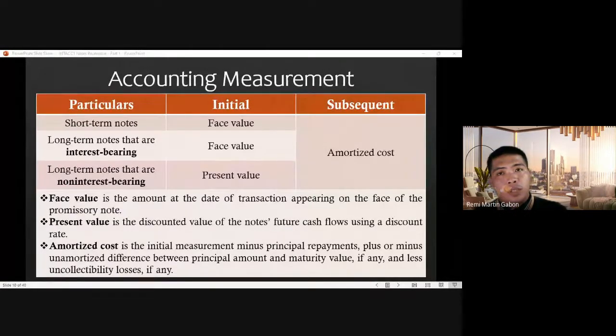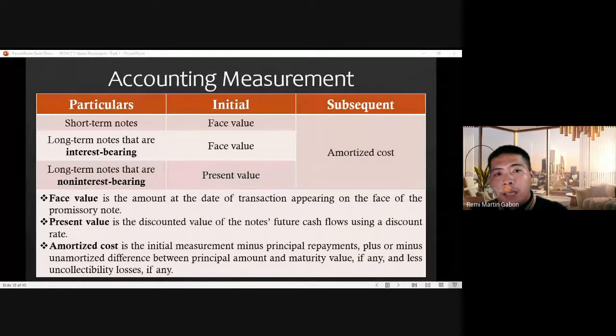But regardless if it is short-term or long-term, interest-bearing or non-interest-bearing, we measure it subsequently at amortized cost. Depende na si amortized cost kung anong klaseng tawag nun, notes receivable yan. But nonetheless, amortized cost yung general application. Amortized cost, it is the initial measurement minus principal repayments, plus or minus an amortized difference between principal amount and maturity value, and less uncollectibility losses.